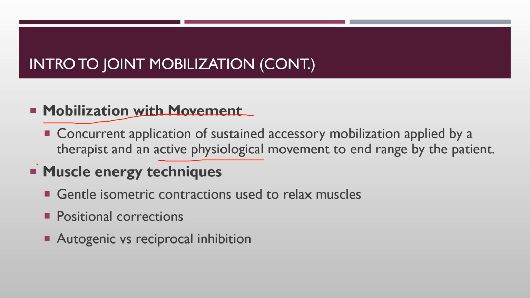Another really popular manual therapy technique are these muscle energy techniques, or METs. This is when we have our patient perform a gentle isometric contraction, which is used to help relax the muscles. We're trying to really correct positional alignment, things like that. So it's really common to see that in the hips if somebody has anterior or posterior pelvic tilt. And we utilize these different forms of inhibition, so autogenic or reciprocal inhibition.